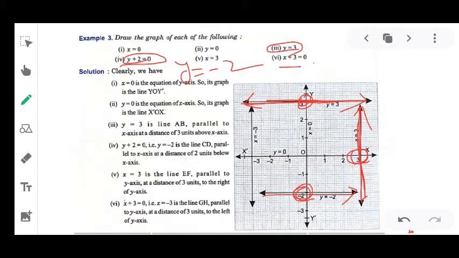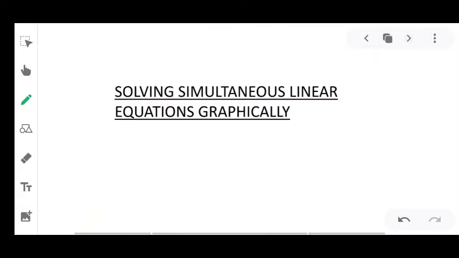Then x equal to -3, because x plus 3 equal to 0, so x will be -3. So at this point, draw a line parallel to the y-axis. This will be x equal to -3. Okay, then solving simultaneous linear equations graphically.